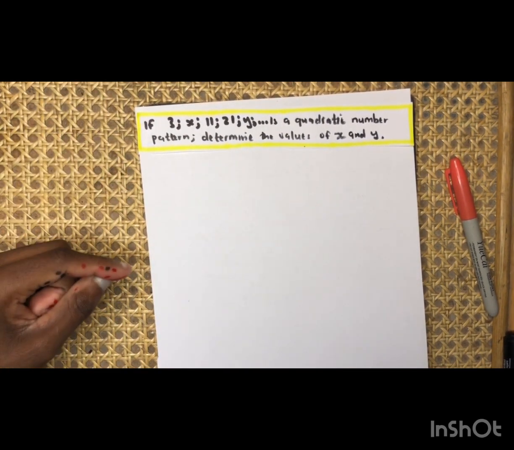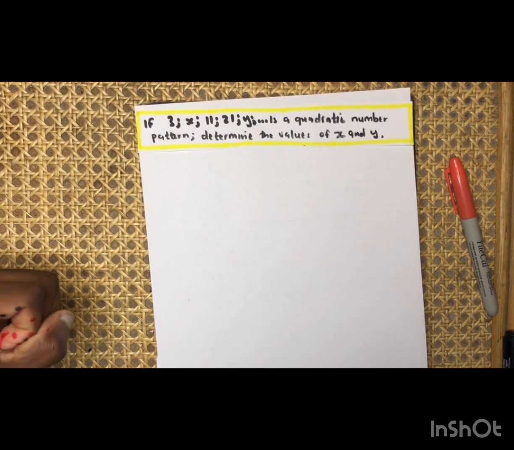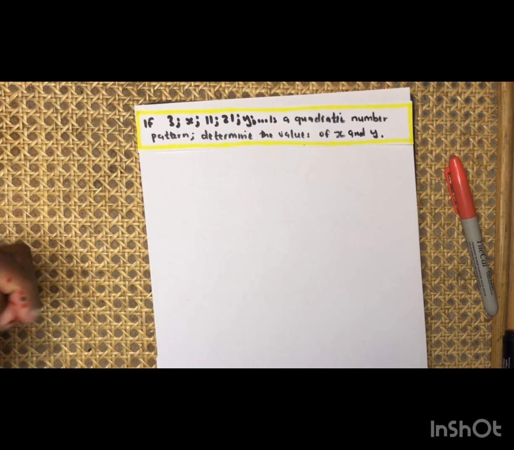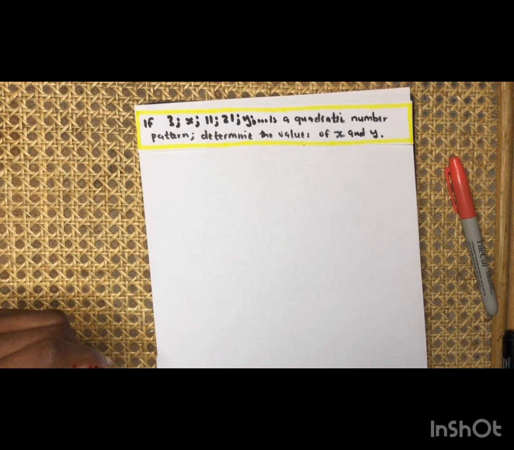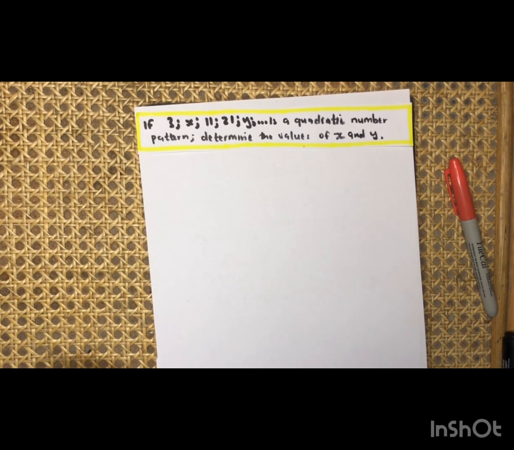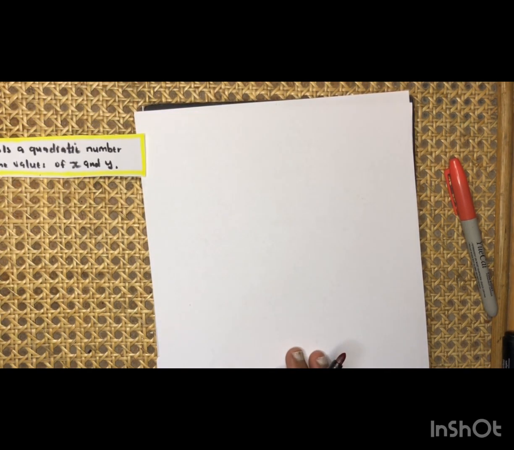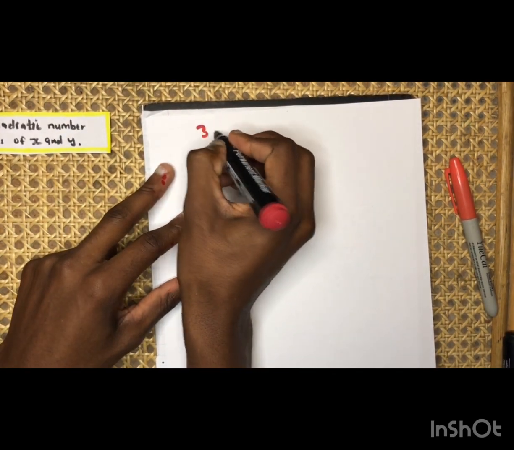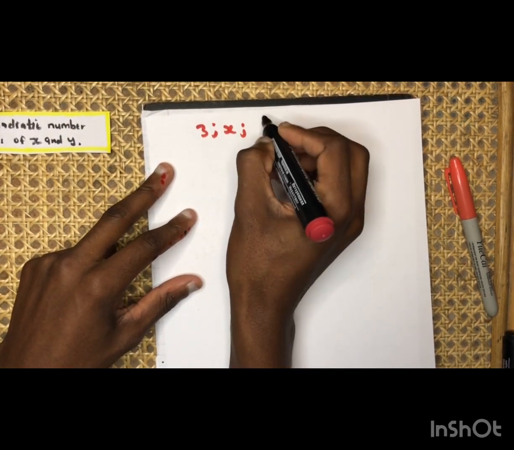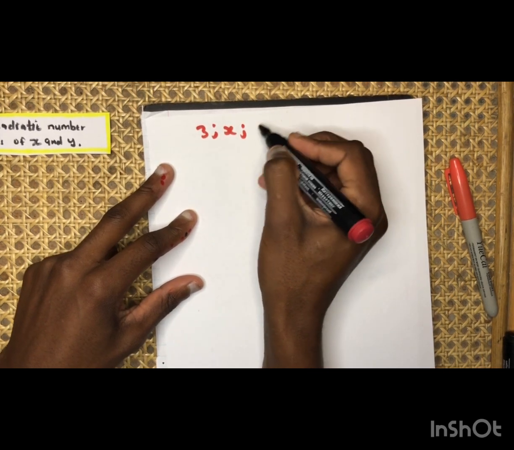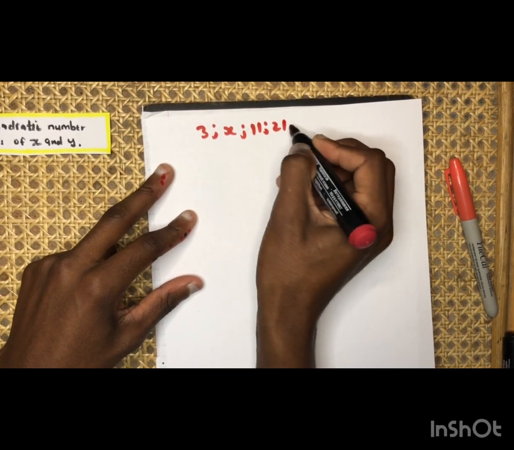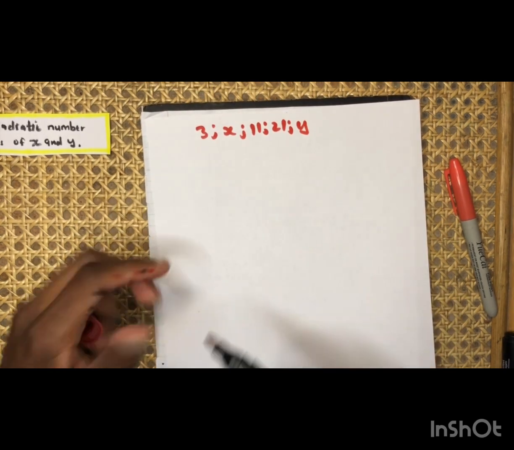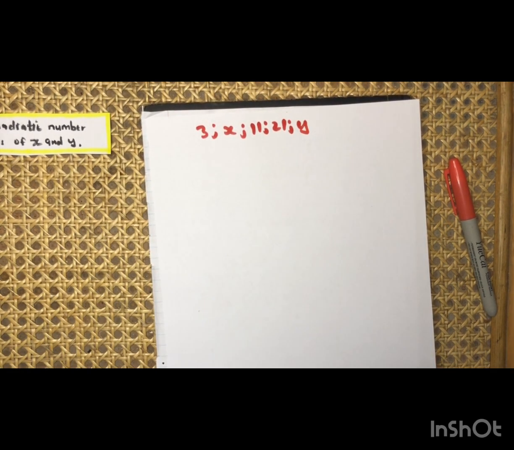So we're given here, guys, if 3, x, 11, 21, y is a quadratic number pattern, determine the values of x and y. Guys, we're going to do the same thing here. There's nothing changed. Since we're given the pattern, which is 3, x, 11, 21 and y, we're going to do the same thing.